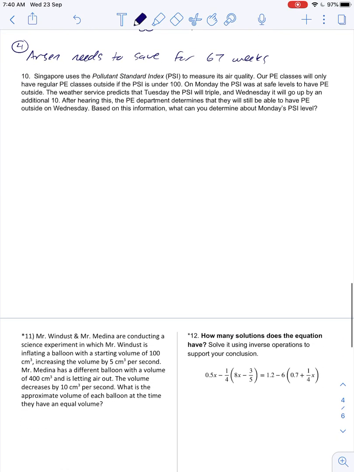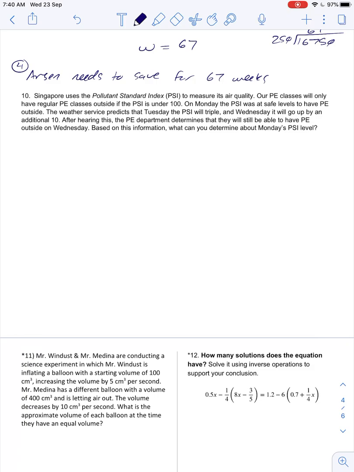All right, last one. Now in this one, because they're telling you this word under, that should be a clue that this is going to be an inequality. So for this question right here, what are we trying to figure out? We're trying to find out about Monday's PSI levels. So let's just do M for Monday's PSI levels. So that's going to be my first step.